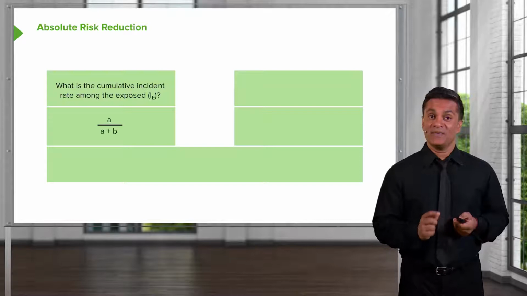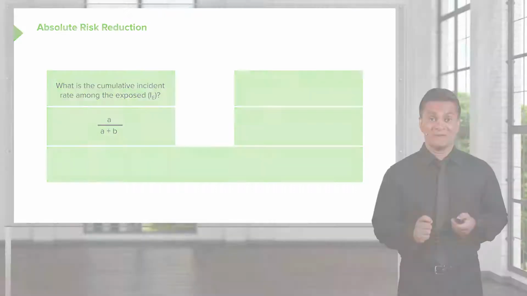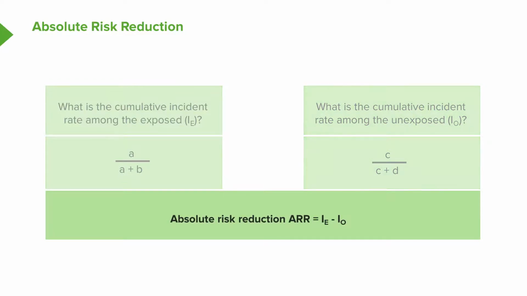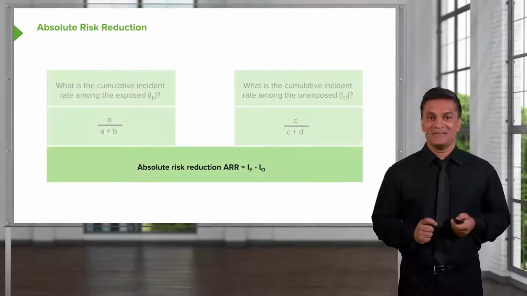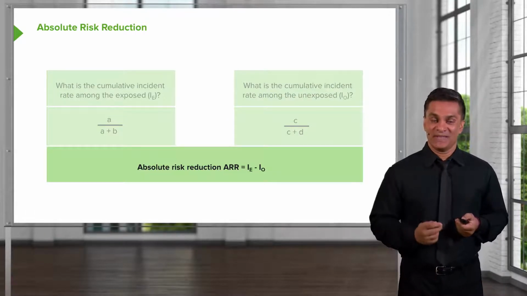So again, the cumulative incidence rate amongst the exposed group, A over A plus B. Again, that's my absolute risk in my exposed group. The absolute risk in the unexposed group, once again, C over C plus D. The difference between the two, that's my absolute risk reduction. How much risk I had from being exposed to smoking minus how much risk I had when I didn't smoke. That difference tells me a lot. It tells me how much I have gained in terms of health by not doing that behavior.